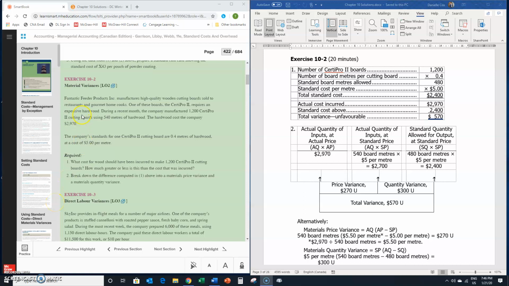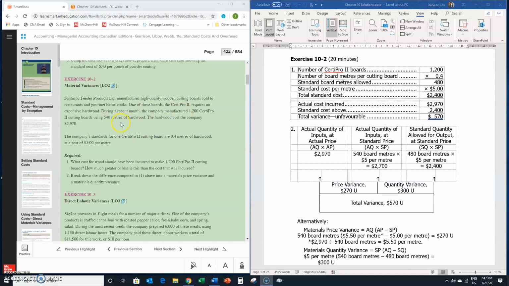Exercise 10-2. Fantastic Feeder Products manufactures high-quality wooden cutting boards sold to restaurants and gourmet home cooks. One of these boards requires expensive hardwood. During a recent month, the company manufactured 1,200 of the cutting boards, and they used 540 meters of hardwood. The hardwood cost the company $2,970. The company's standards for one cutting board are 0.4 meters of hardwood at a cost of $5 per meter.